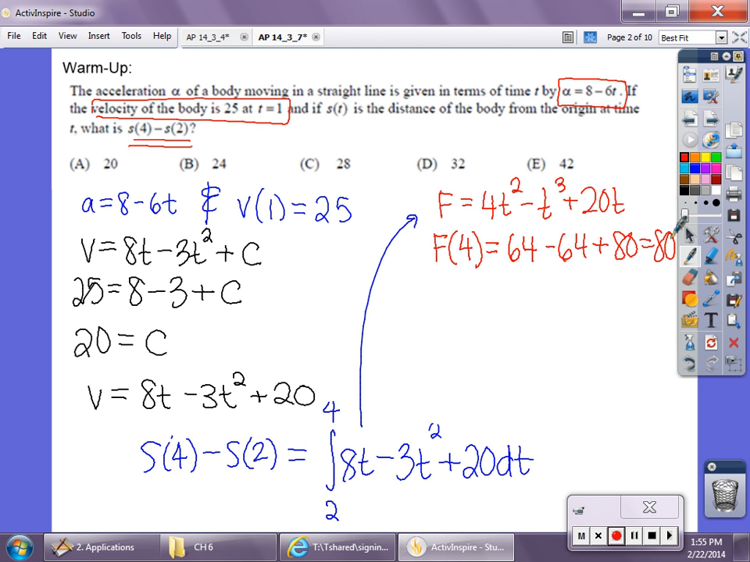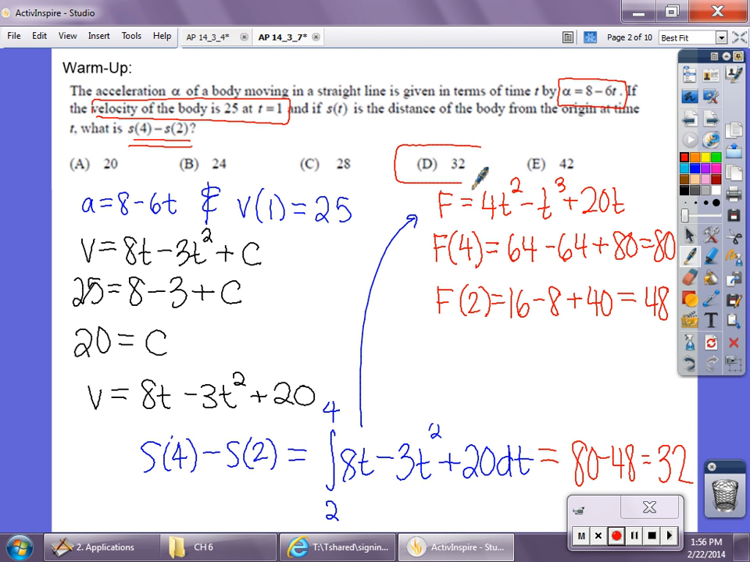Hopefully I just did that right. And then f of 2 is equal to 16 minus 8 plus 40. So that would be 48. Again, Ms. Stedman, if I make a mistake, please correct it. Therefore, S sub 4 minus S sub 2 would be the integral that's stated here. So my answer would be 80 minus 48, which is 32, letter D.